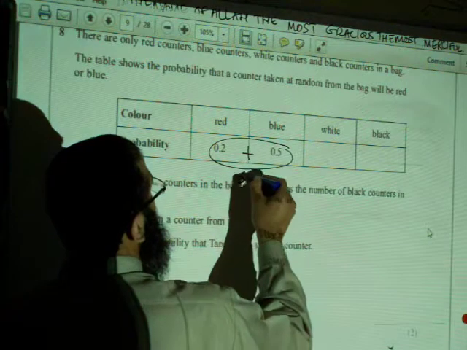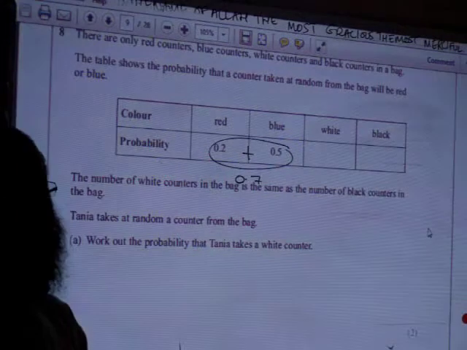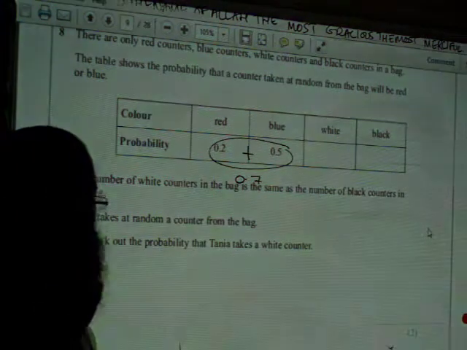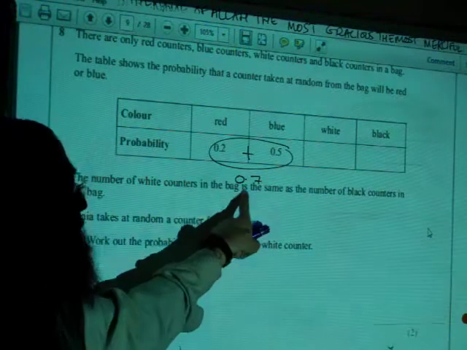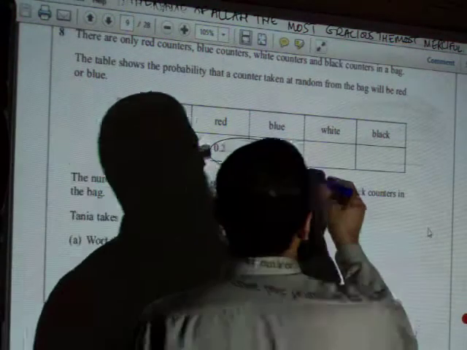0.7. So what is the total probability? The total probability of anything is always 1. So if you already have 0.7 accounted for, how much is left over? 0.3.